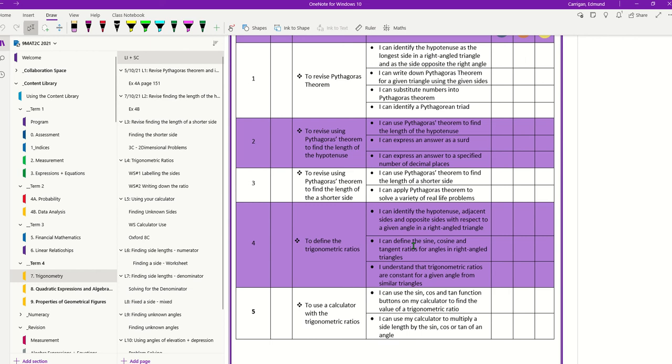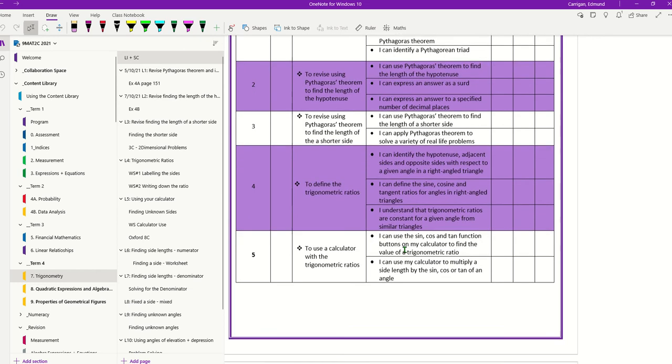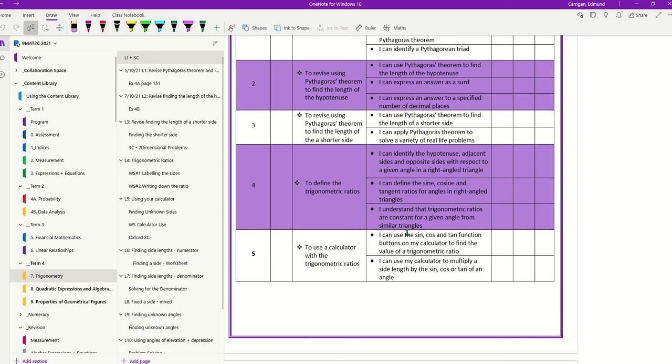And then after that, I can define the sine, cosine, and tangent ratios for angles in right angled triangles. And the last thing is that you're going to understand that trigonometric ratios are constant for a given angle. You're going to understand that from similar triangles. We're going to look at similar triangles. Similar triangles, remember, are the same shape, but different sizes. And from that, we're going to see that the trigonometric ratio is constant for a given angle.